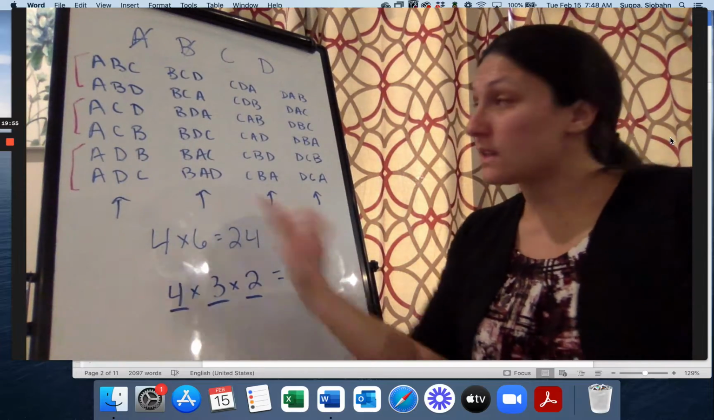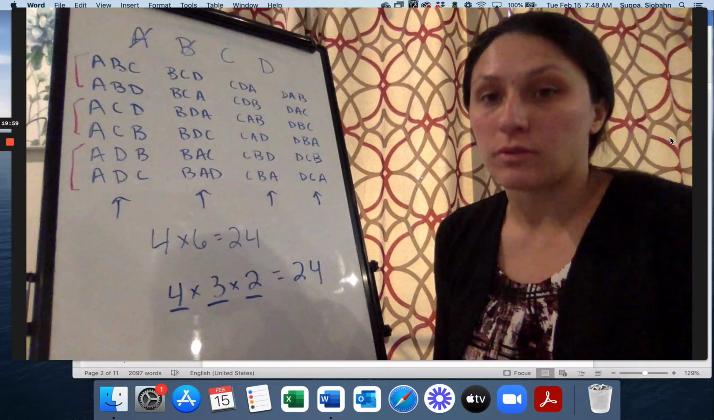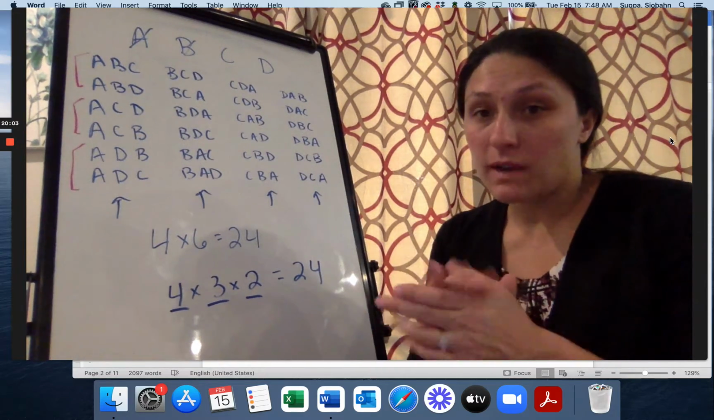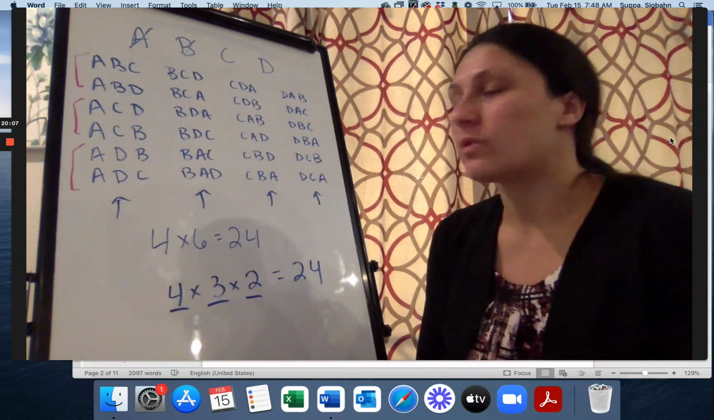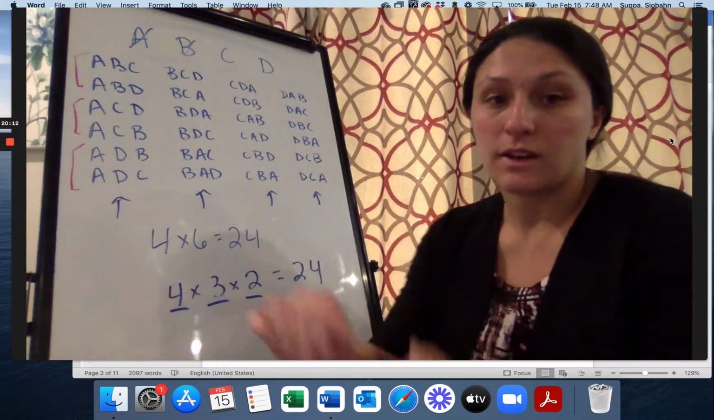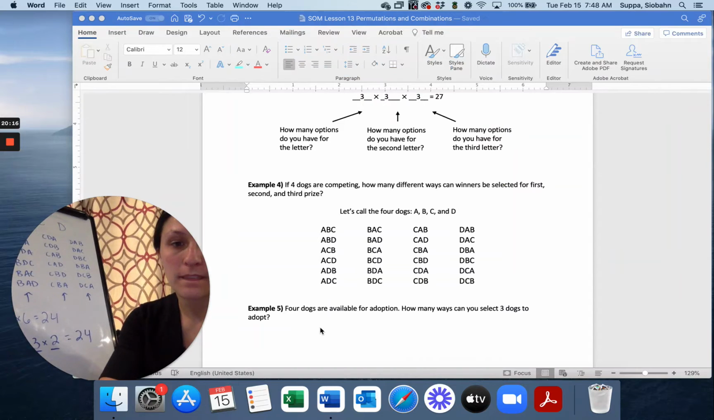So this again was another permutation problem where you are choosing dogs in order to win a race. The final problem, which to me is one of the hardest problems to wrap my mind around, is when order does not matter and you're still choosing from the same set. So in this example, 4 dogs are available for adoption. How many ways can you select 3 dogs to adopt?